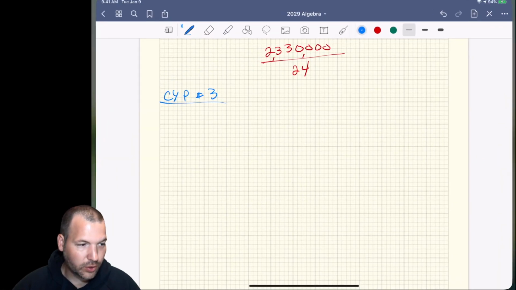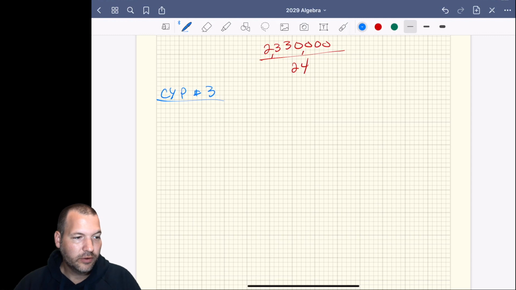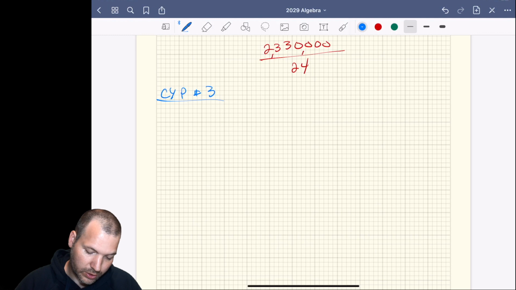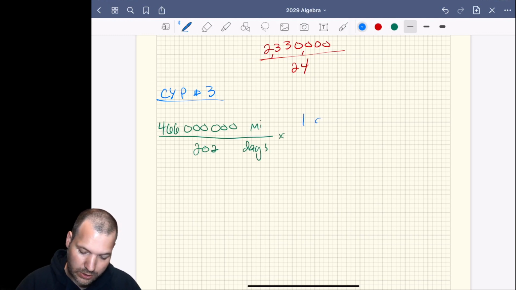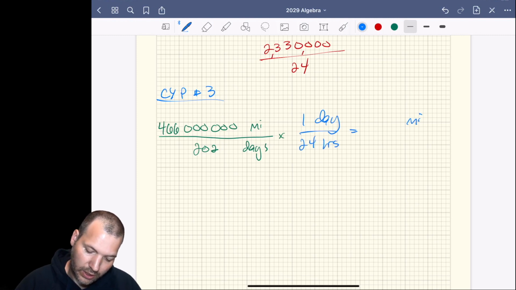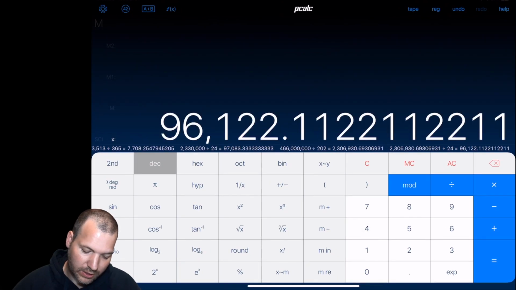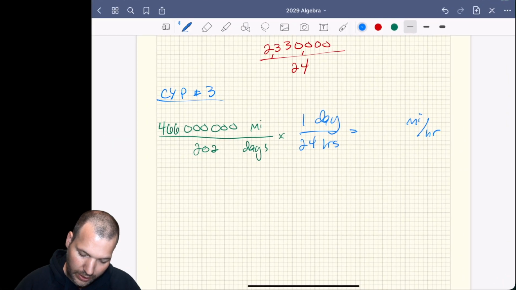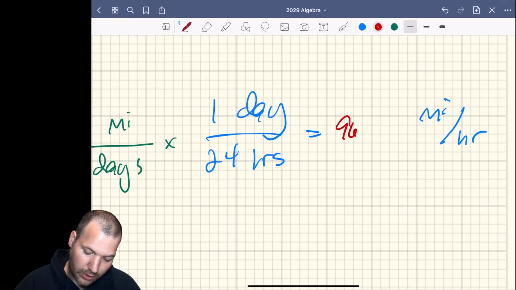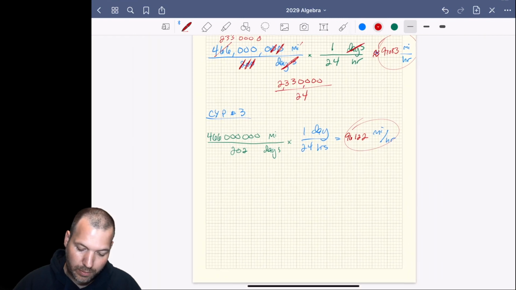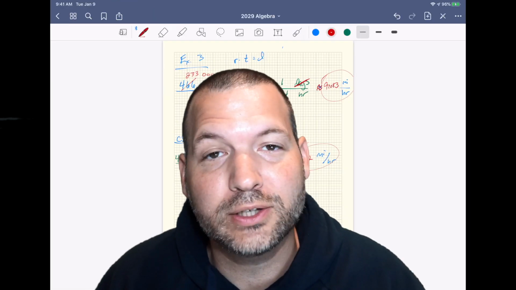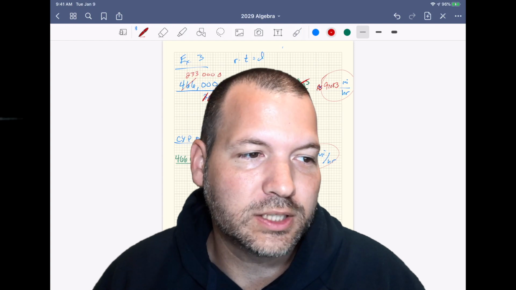Okay, so Wolfram Alpha told me it was 202 days from July 7th, 2003 to January 25th, 2004. So presuming everything else is the same, we get our times 1 day to 24 hours gives us an answer in miles per hour of 96,122 and change. 96,122 miles per hour.